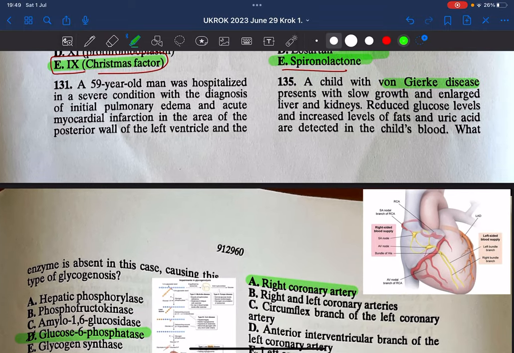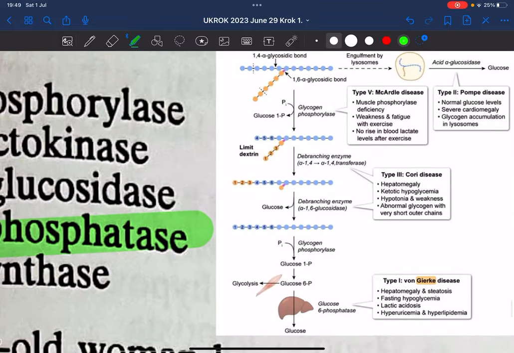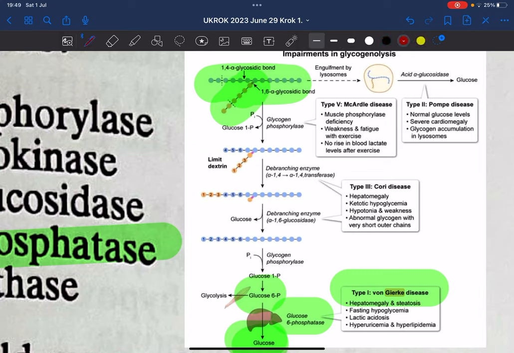Here we have von Gierke disease, and we see reduced glucose levels in the blood, slow growth and so on. Von Gierke disease is one of the glycogen storage diseases, in which the glycogen that we have, we cannot break it down to glucose. It stays as complex glycogen. The problem is in the last step, the breakdown of glucose 6-phosphate to glucose, because of deficiency of glucose 6-phosphatase. This will lead to low glucose in general, because glucose 6-phosphate, we cannot use it for glycolysis.